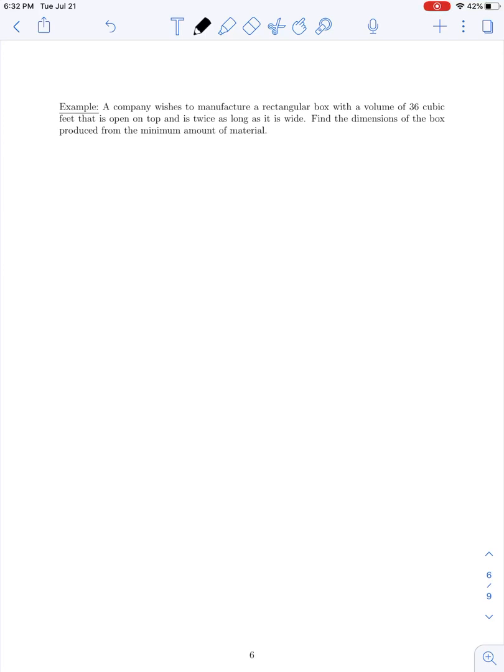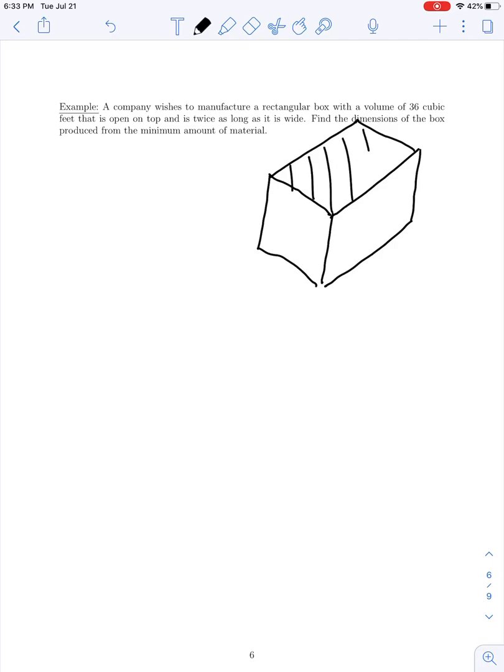So if we're producing a box, we know how large we want it, but we want to use the least amount of material. What should we do? So as with our last example, let's maybe start by visualizing our box. So we have some open topped box. To indicate that it's open on top, maybe I'll put little lines across the top to denote that it does not have a top on it.